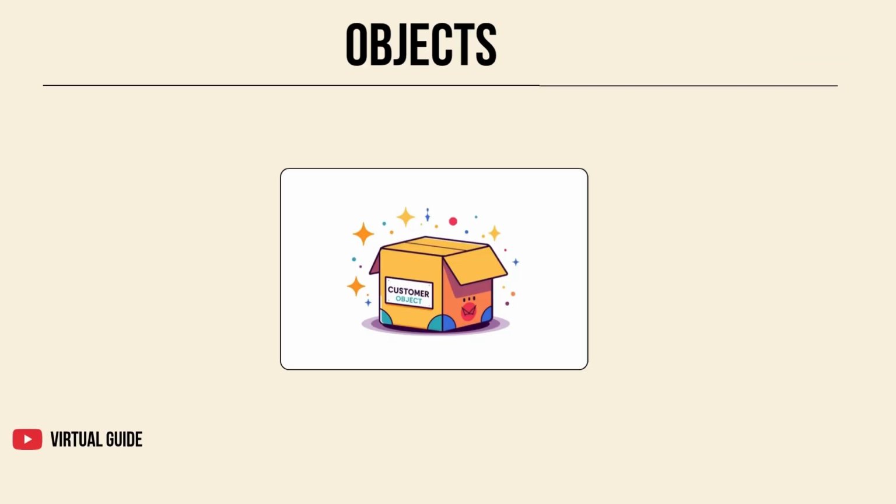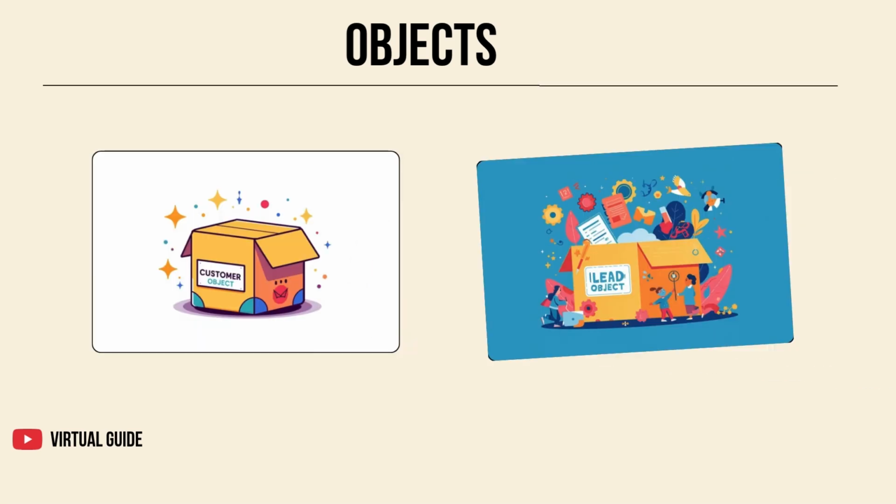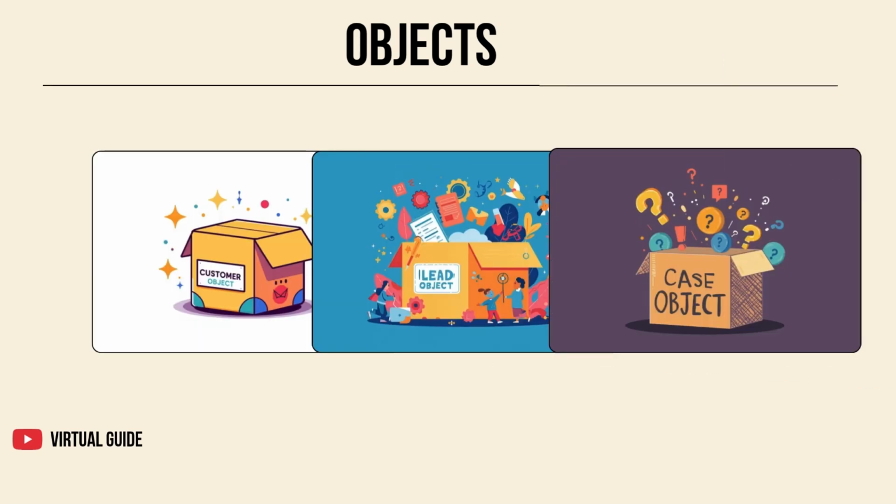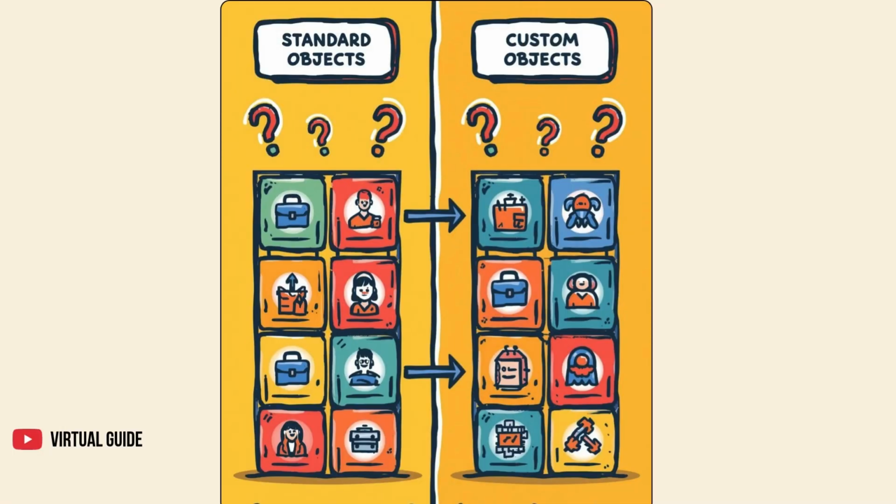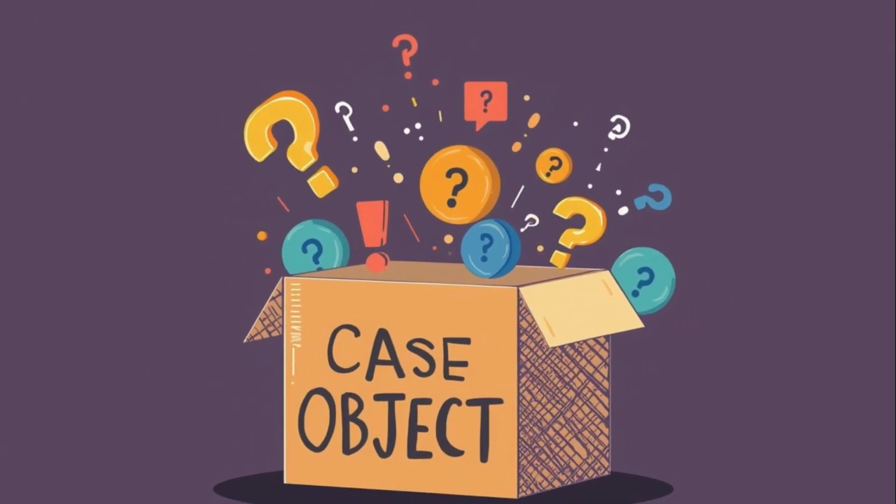Let's start with objects. Think of an object as a container, like a box that stores related information. For example, a customer box stores customer information, a lead box stores leads. A case box stores support cases. In Salesforce, there are two main types of objects. Standard objects. These come built in like accounts, contacts, opportunities, leads. Whereas custom objects, you or your admin can create these like project, invoice or feedback. So whenever you think of an object, just imagine a labeled box that organizes a specific type of data.